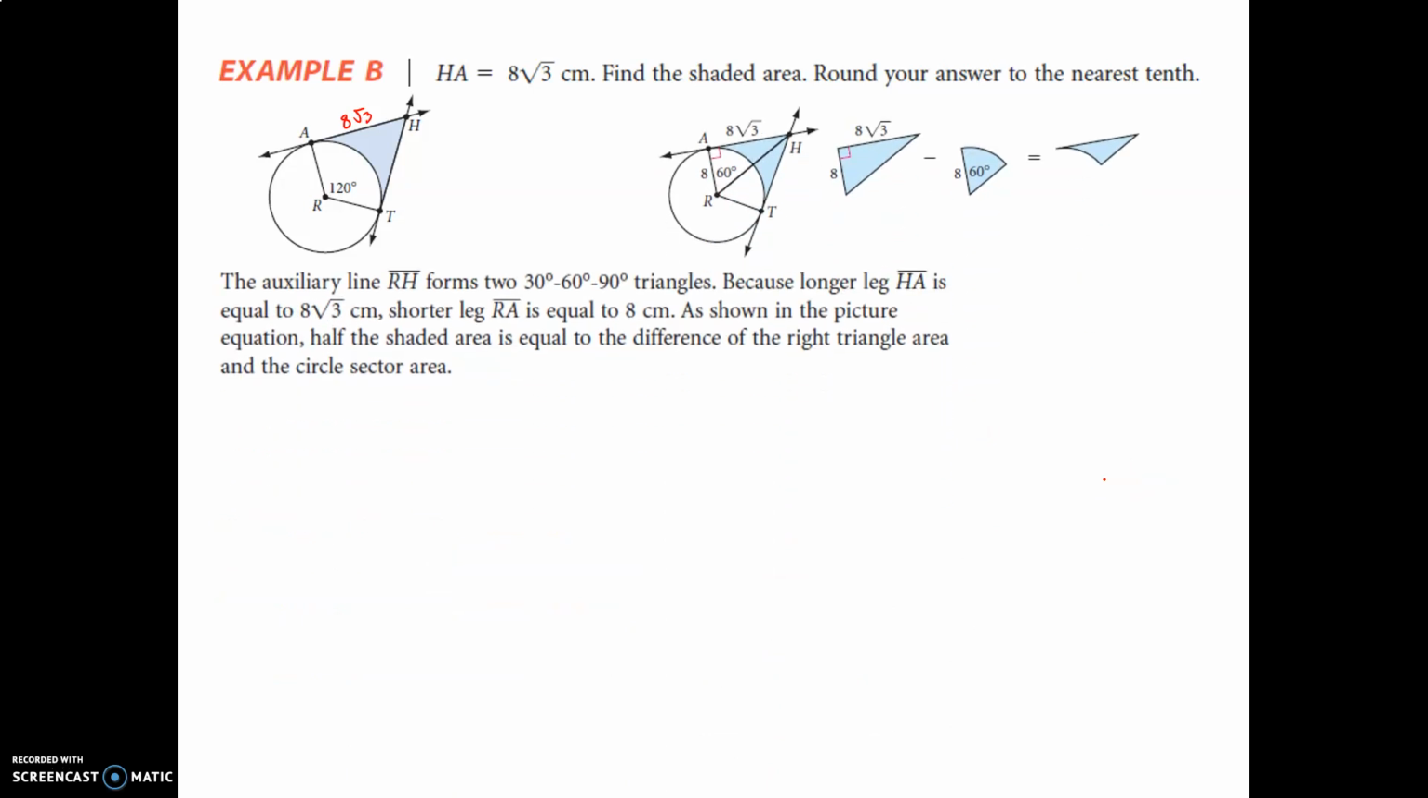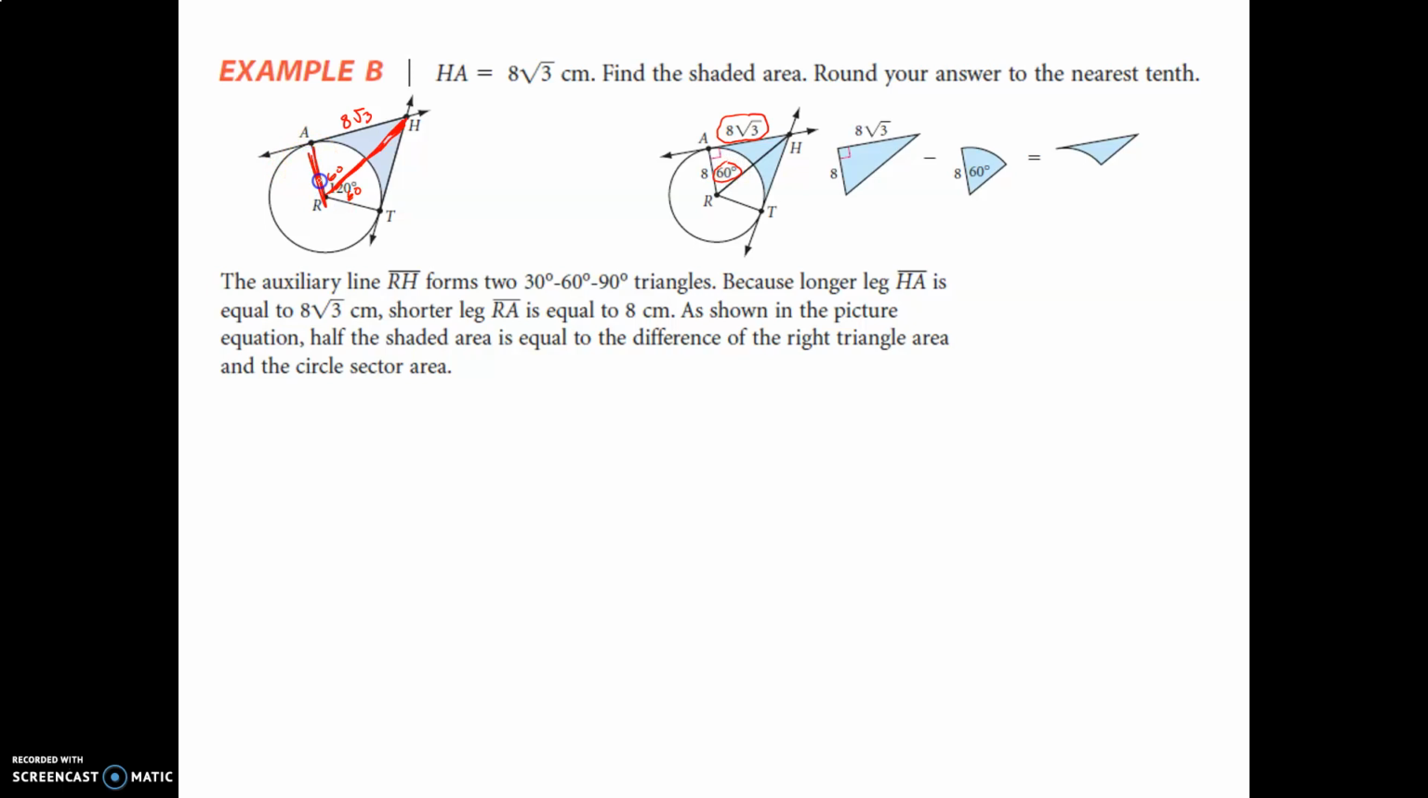Okay, so here's their plan. They said this side here is 8 square root of 3. This is 120 degrees, so what we're going to do is put an extra line in here that cuts right down the middle, making this be 60 and 60. So that's how they get this as 60 degrees.